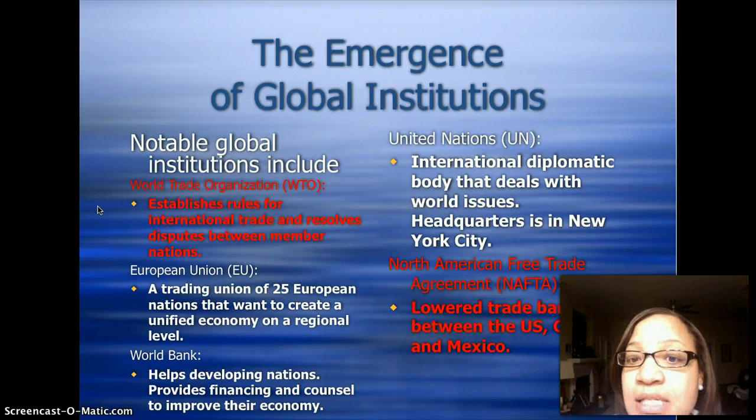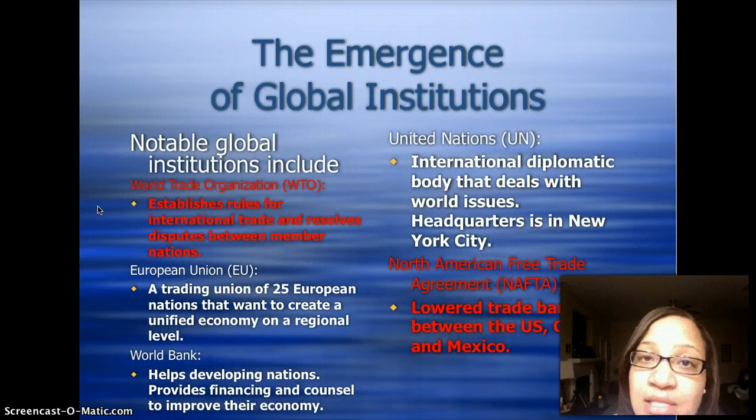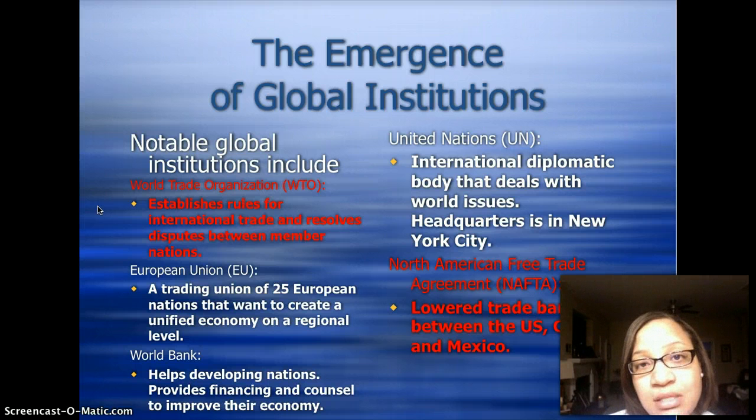And last but not least is the North American Free Trade Agreement, and this is actually dealing with the United States, where it lowered trade barriers between the United States, Canada, and Mexico, meaning tariffs do not exist between the three countries. Anything we get from Mexico, we do not up the price of it by adding tariffs to it.